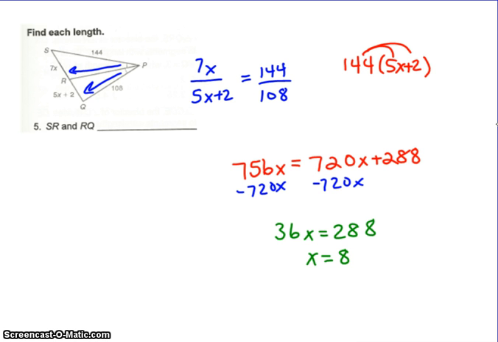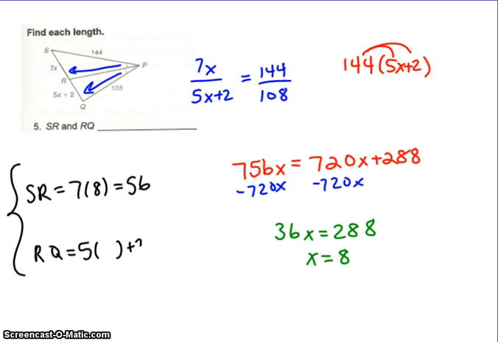But notice that's not the answer. I'm looking for SR and RQ. So SR is 7 times x, so 7 times 8 is 56. And RQ will be 5 times x plus 2. If x is 8, that would be 40 plus 2, 42. Alright, so there's your 2 answers for that.